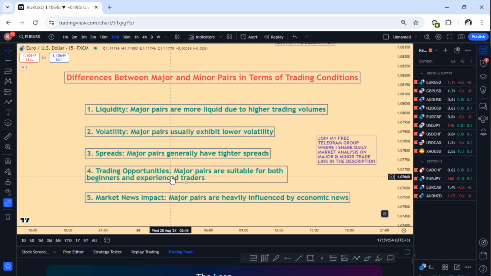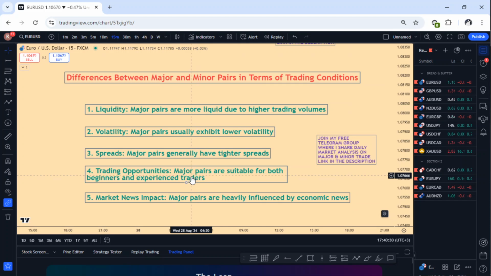Now what about trading opportunities? Major pairs are generally suitable for both beginners and experienced traders due to their stability and predictability. Minor pairs offer good trading opportunities, but you will need to have a lot of skills and possibly a bigger stop loss. It is always recommended to trade them if you are an experienced trader, because of that high volatility and wide spreads. So be very keen of that.